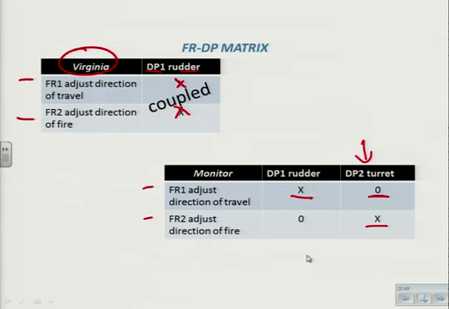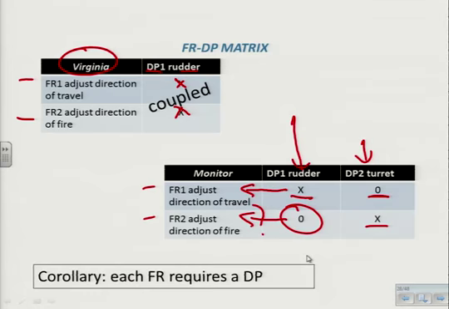All right, so take a moment and think about this matrix critically and say, what should this element be? We put an X where we have a DP, so we're going down this way and looking to see, does the rudder influence the direction of travel? Yes. Does the rudder influence the direction of fire? Is that correct? Yes, let me digress for a moment. One important thing is that each FR requires a DP. The FRs cannot be independent unless they each have their own DP. So the Virginia solution with one DP clearly lacks independence, and it's coupled.